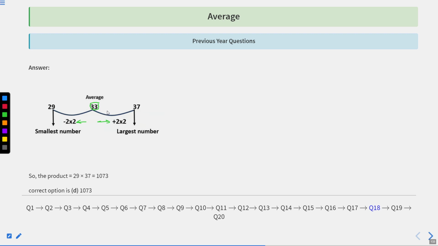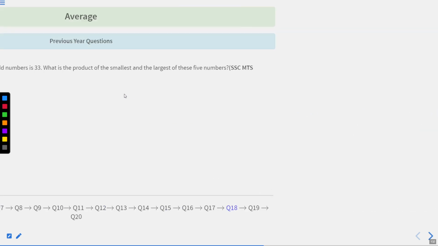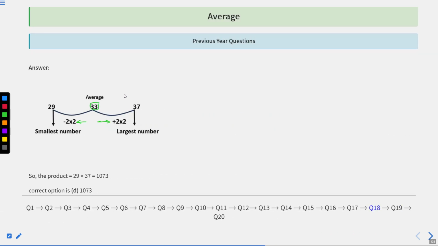So 2 times 2, because here we are considering odd numbers, so we have to take 4 steps. That means skipping two odd numbers after 33. The very first odd number is what we have to write here, so that is a gap of 4. So the largest will be 37 and the smallest is 29. So the product is equal to 29 into 37, equal to 1073.